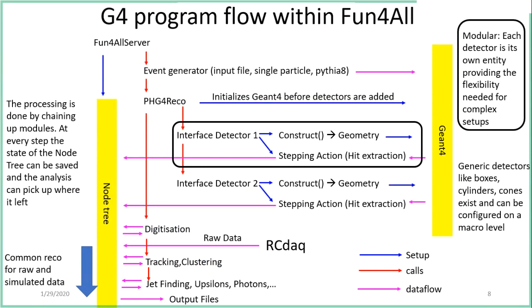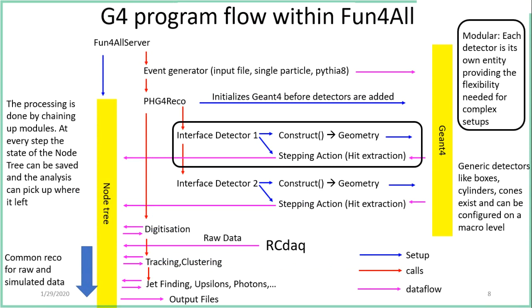The module which Fun4All then calls is called PHG4Reco. What it has to do is initialize Geant 4 before the detectors are added. There's actually a problem when you live in the pure Geant 4 world: the messenger is instantiated after Geant 4 is initialized. So you have some restrictions there, which are alleviated with this scheme. We buffer all the parameters and then hand them down to Geant in the correct order. This is why we can actually add detectors on the fly.